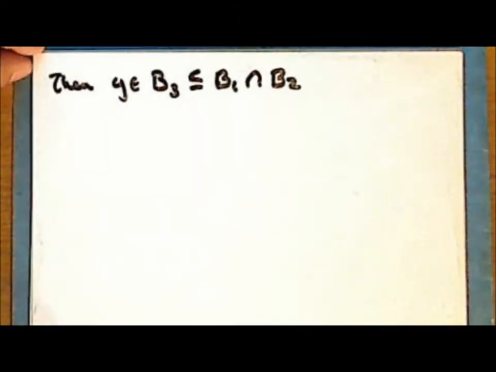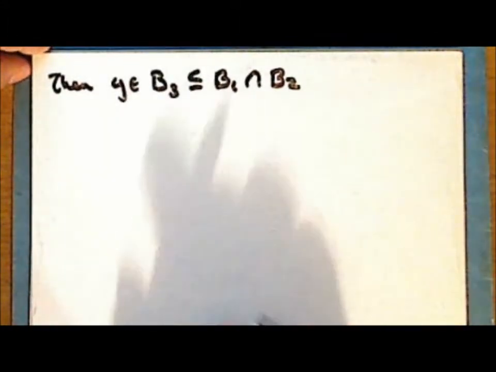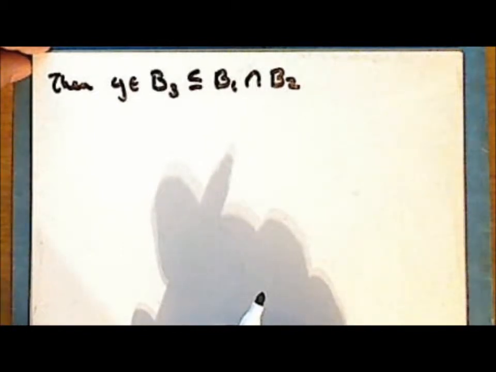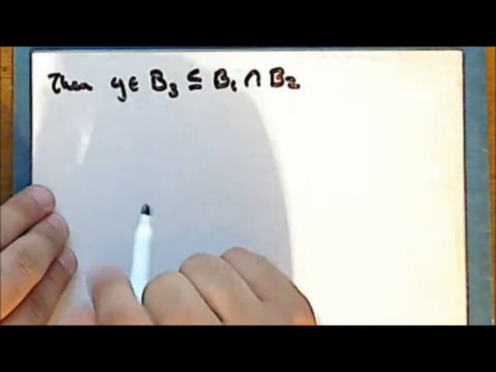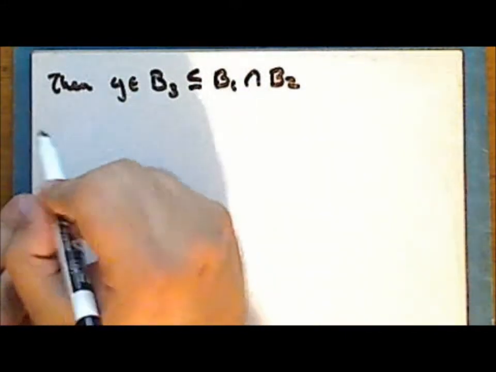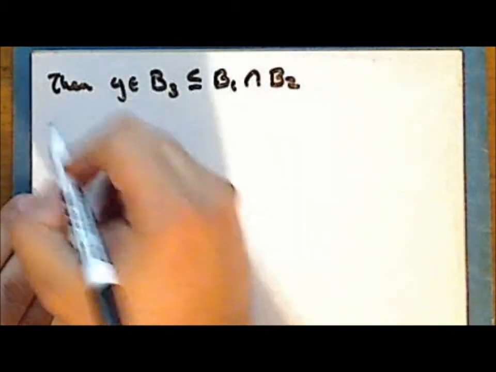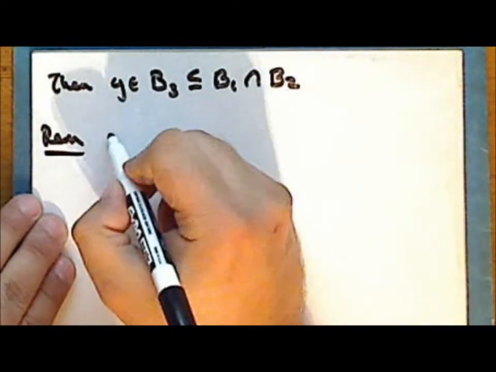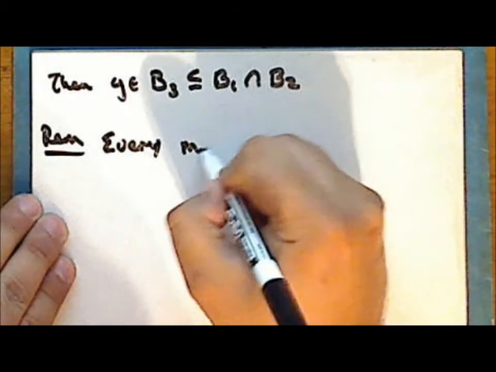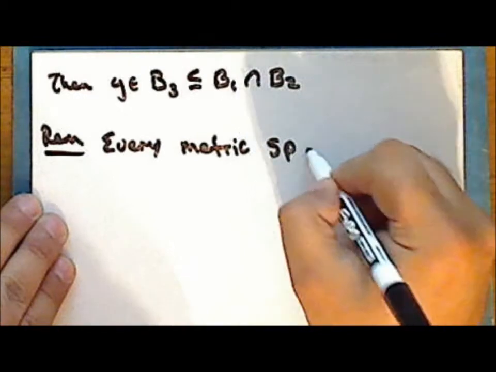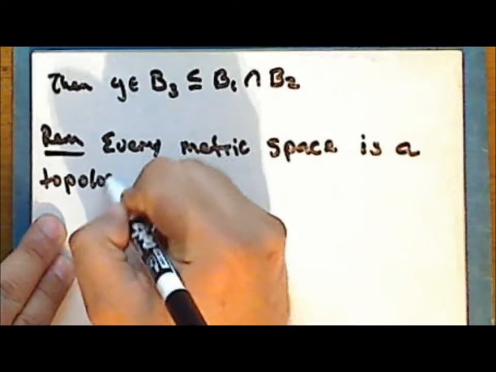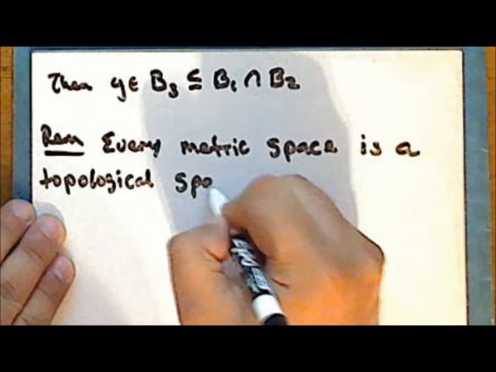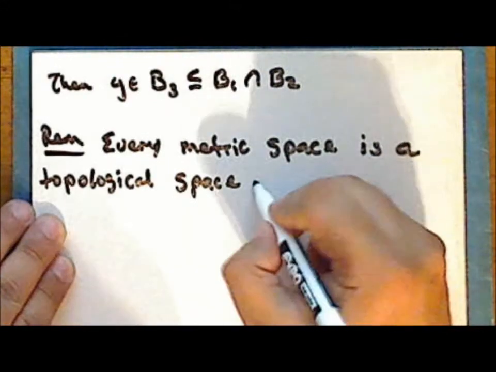And so the metric does induce a topology called the metric topology on the space X, where the basis elements are epsilon balls for any given choice of epsilon, and for every point X in the space X. So we have that every metric space is a topological space. But the converse is not true.